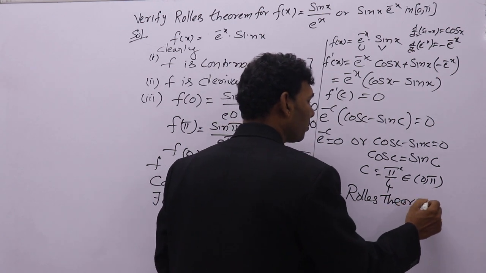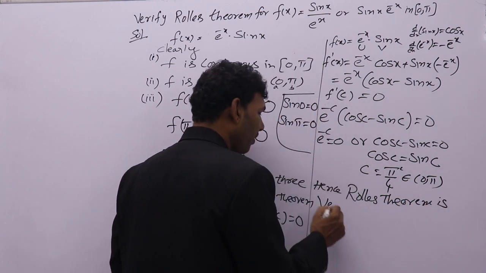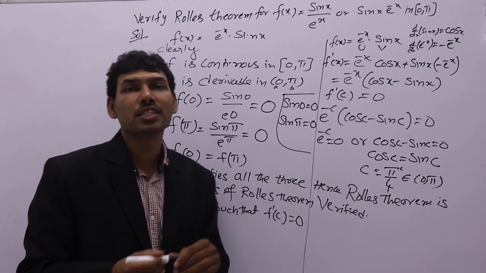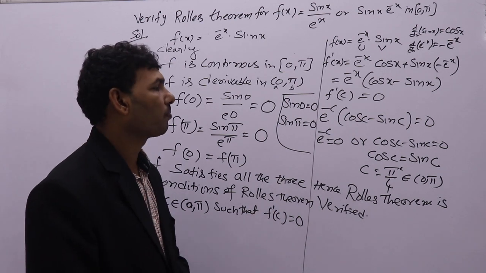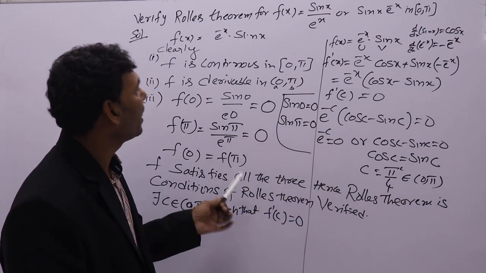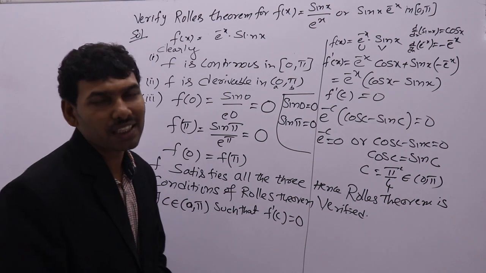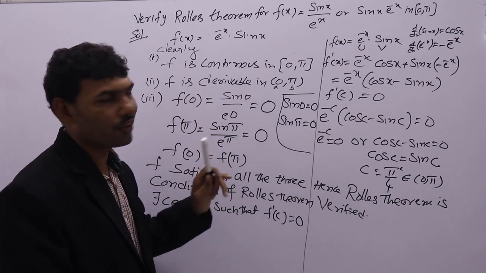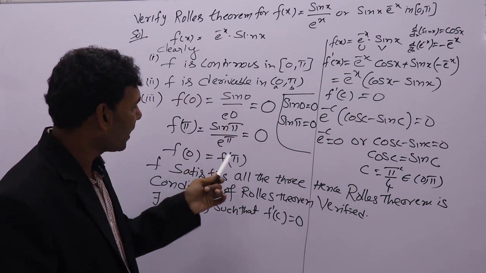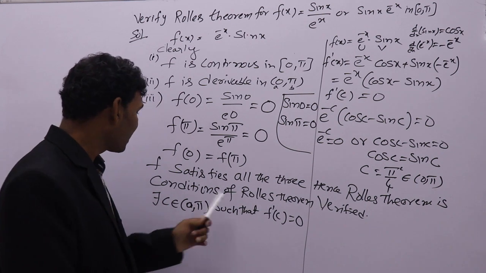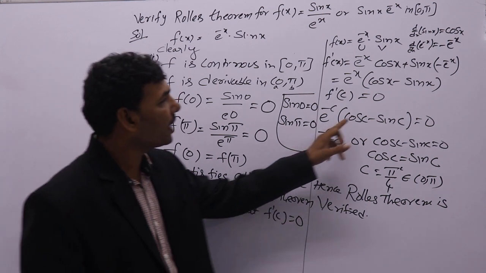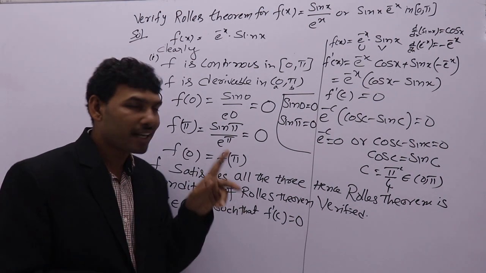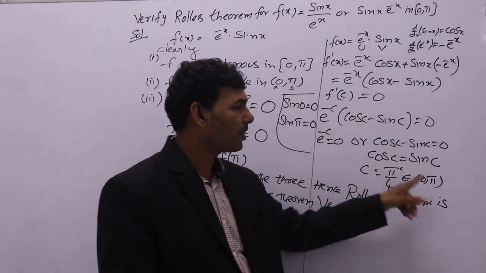Rolle's theorem is verified. Like this, one can easily verify Rolle's theorem for the given function. This is the way to check when a function satisfies the 3 conditions. You need to check continuity, differentiability, and f of a equal to f of b. Then there exists c, which means there may be n number of c's after solving f dash of c equal to 0.